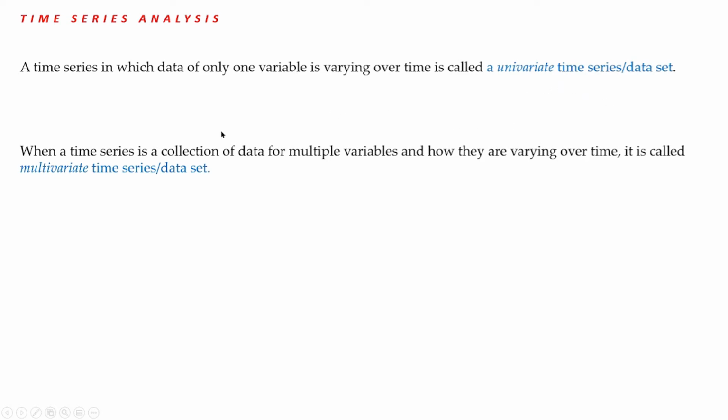Now say for example, if we want to collect data for inflation alone, here we can use univariate time series analysis. Here when a time series is a collection of data for multiple variables and how they are varying over time, it is called multivariate time series or data set. When analysis is carried out on the data for multiple variables to see how they are varying over time, then we have to use multivariate time series or data set.